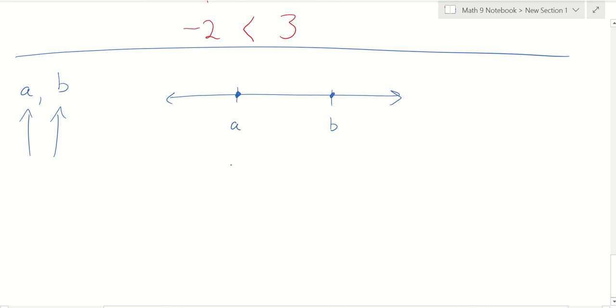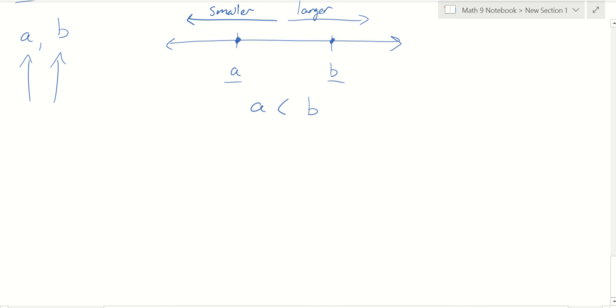I don't know if A is positive or negative, or is A 0? Who knows? Actually, if this is all the information that you have, nobody really knows. But what we do know is that B is further to the right than A. So if B is larger, right, numbers to the right are larger, numbers to the left are smaller. So what can we say about the relationship between A and B? Well, we can say that B is just larger than A. So that is a typical number line graph that we would draw.